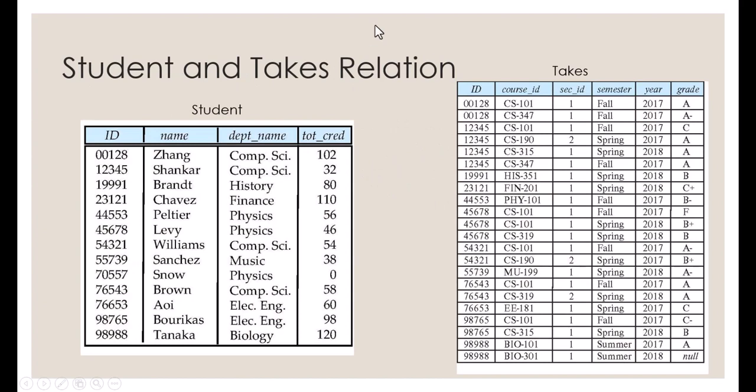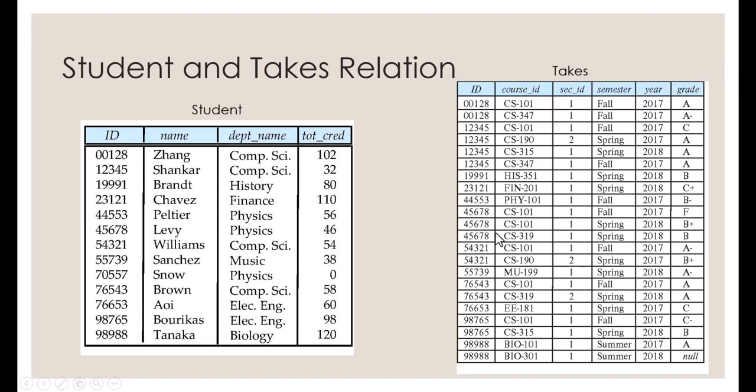Here's an example of student, which has their ID, their last name, department name, and total credits. We also have takes, which shows that this particular student, this is the ID of the student, has taken this particular course, and they took this section during this semester, this year, and then this is the grade they received.